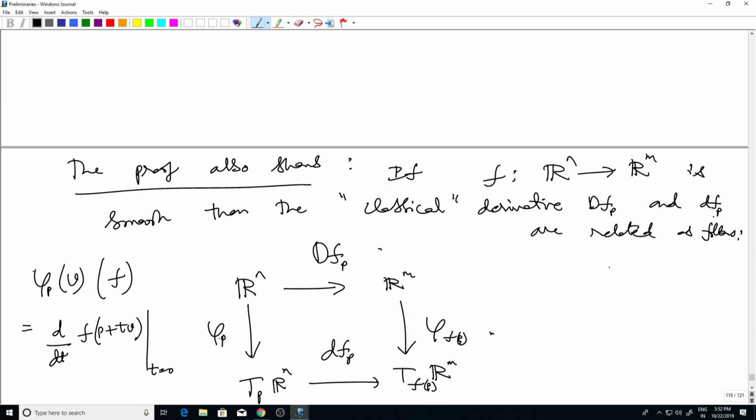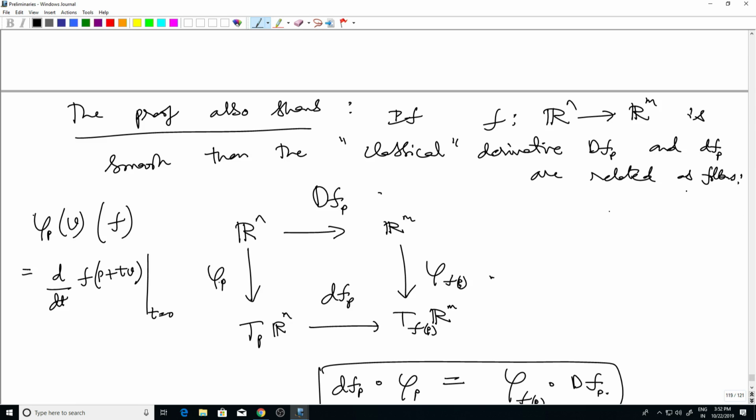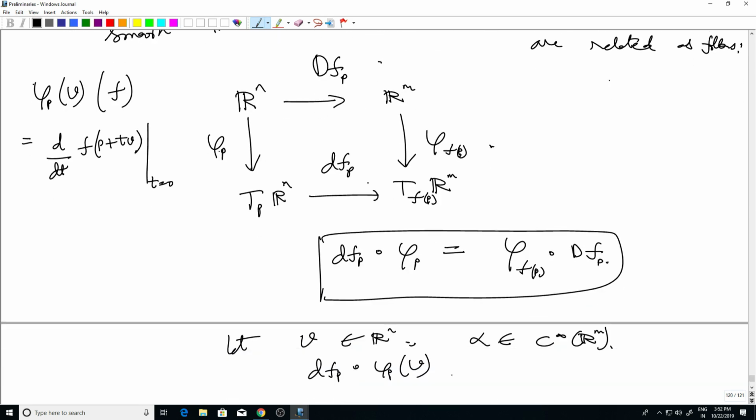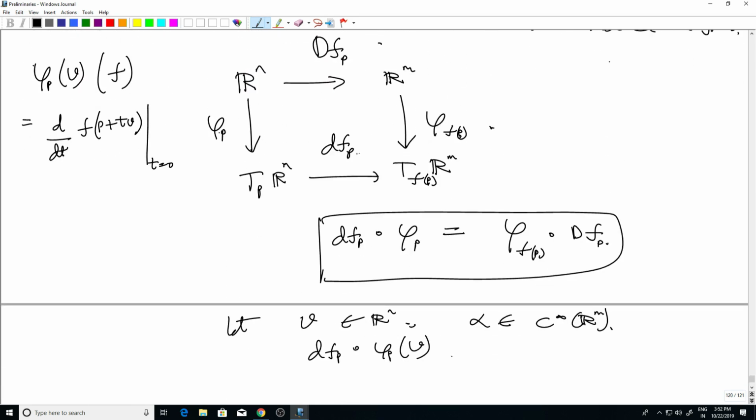So in other words, let's start with a smooth map between Rn and Rm. We already have the classical derivative, and then we have this new derivative dfp. And the claim is that when we identify Rn with TpRn via this natural isomorphism, then this equation holds.